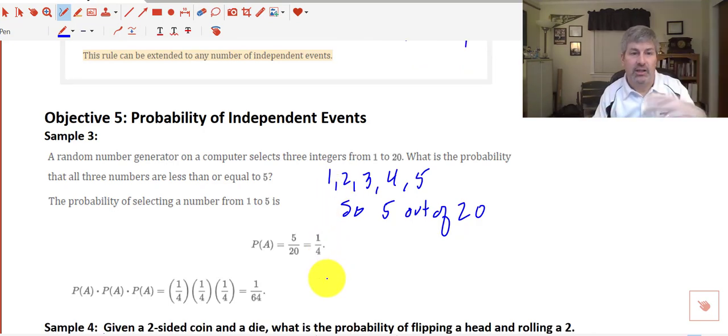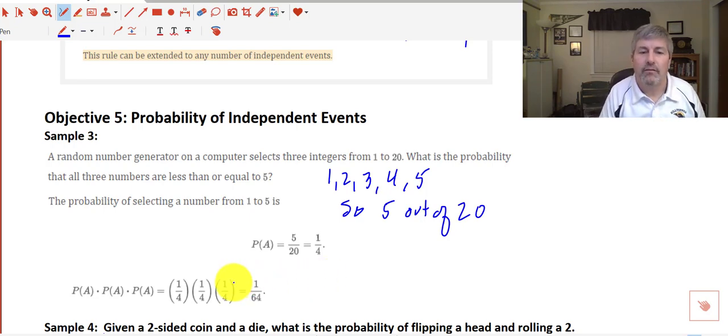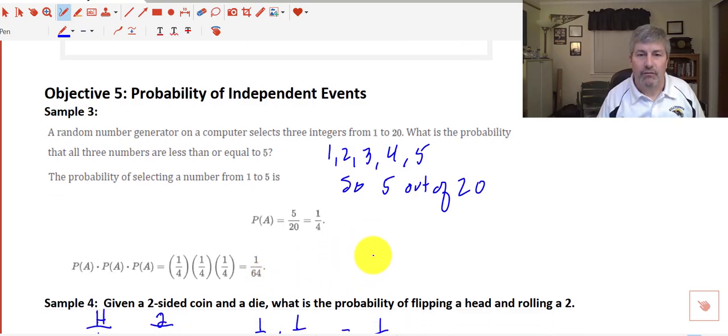Each selection is independent. So they select the first time, they've got a 1 in 4 chance. They go back, they select a second time, they've got a 1 in 4 chance. They go back the third time, they've got a 1 in 4 chance. We have assumed replacement here, so 1 out of 64.